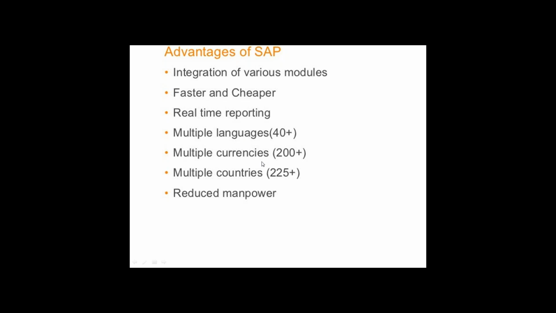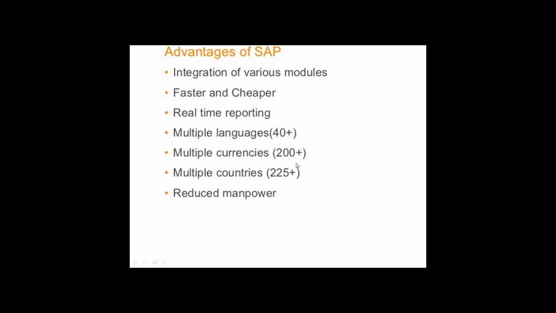Then multiple currencies. You know that you are in the US, obviously. Every country has its unique currency. When you are in the US, it is USD. When you are in India, it's INR, the Indian rupee. When you go to other countries, they have their own currency. So it supports more than 200 currencies.